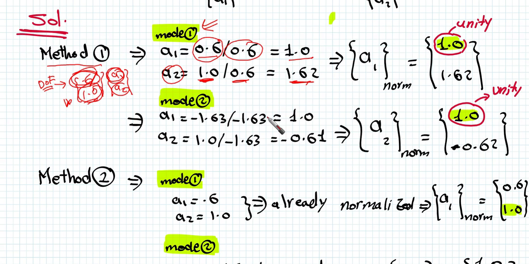Based on this, A1 normalized. The parentheses here mean it is a vector, and then we put the subscript, which means that it is normalized.